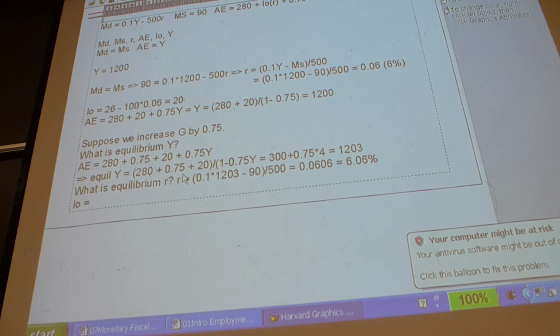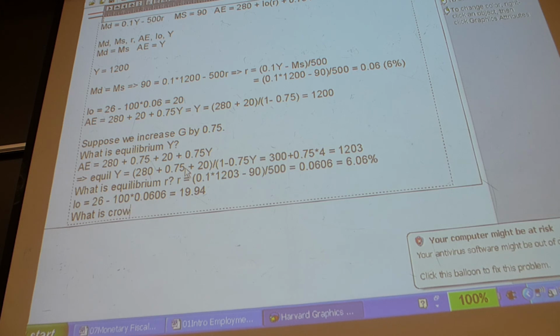Boom, boom, boom, boom. So what is I0 before I die of boredom? 1994, right, times 0.006. 19.94. All right. Okay, here's my next question. People pay attention. Look at the board.